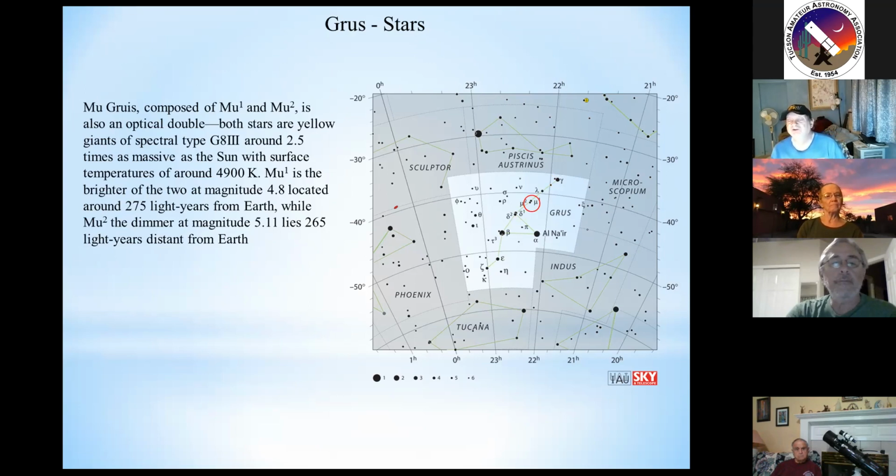And then the last interesting star is Mu Grus. That's composed of 2 components, Mu1 and Mu2. Both stars are yellow giants. They're both about 2.5 times as massive as the sun. Temperature is about 4,900 Kelvin. Mu1 is slightly brighter at 4.8, while Mu2 is at 5.1. And Mu1 is 275 and Mu2 is 265 light years distant. Okay, that's it for the bright stars.